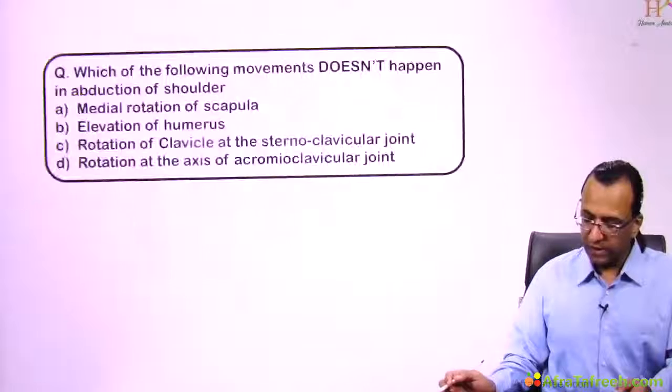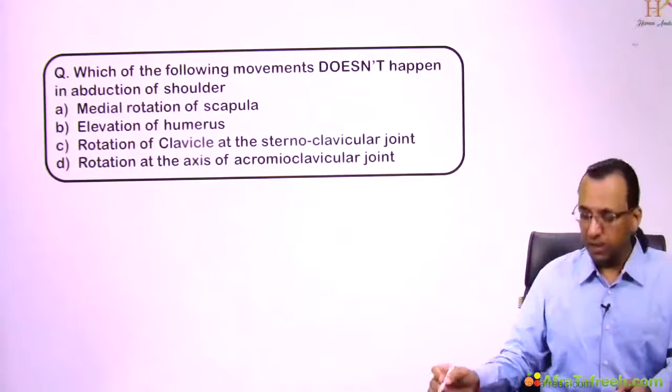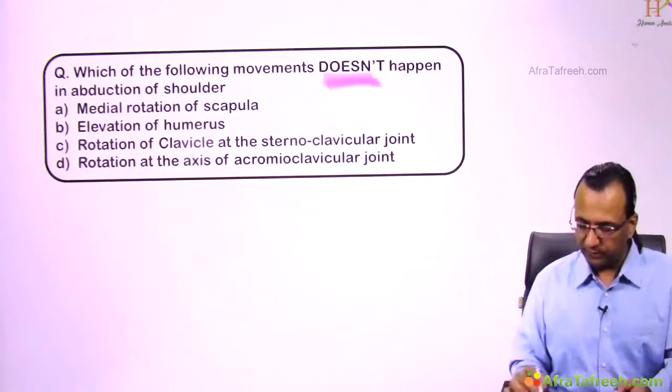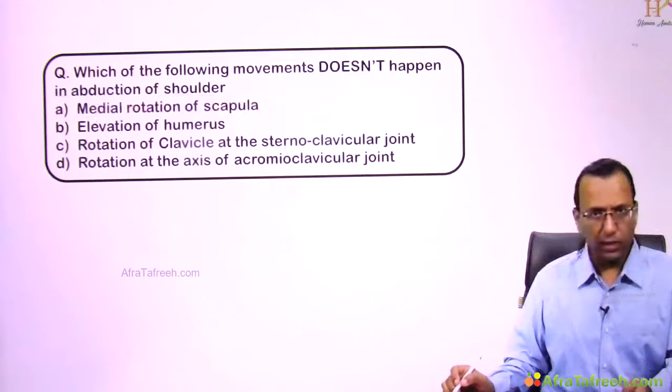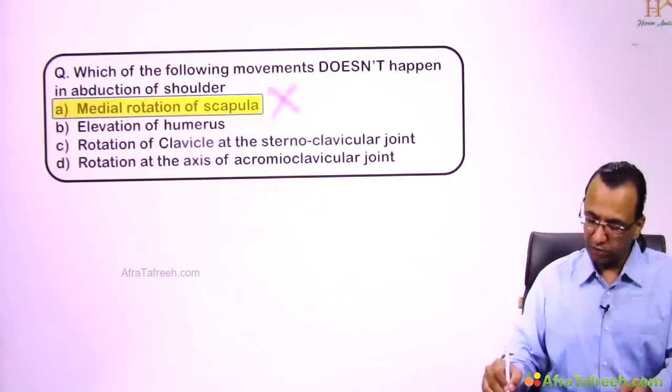Now, once you have that orientation, what is the answer to this question? It is asking what is not happening during abduction. I think I immediately got my answer. Which one? This medial rotation. Why? Because it is not medial rotation, it is lateral rotation. This is wrong. This is the answer.